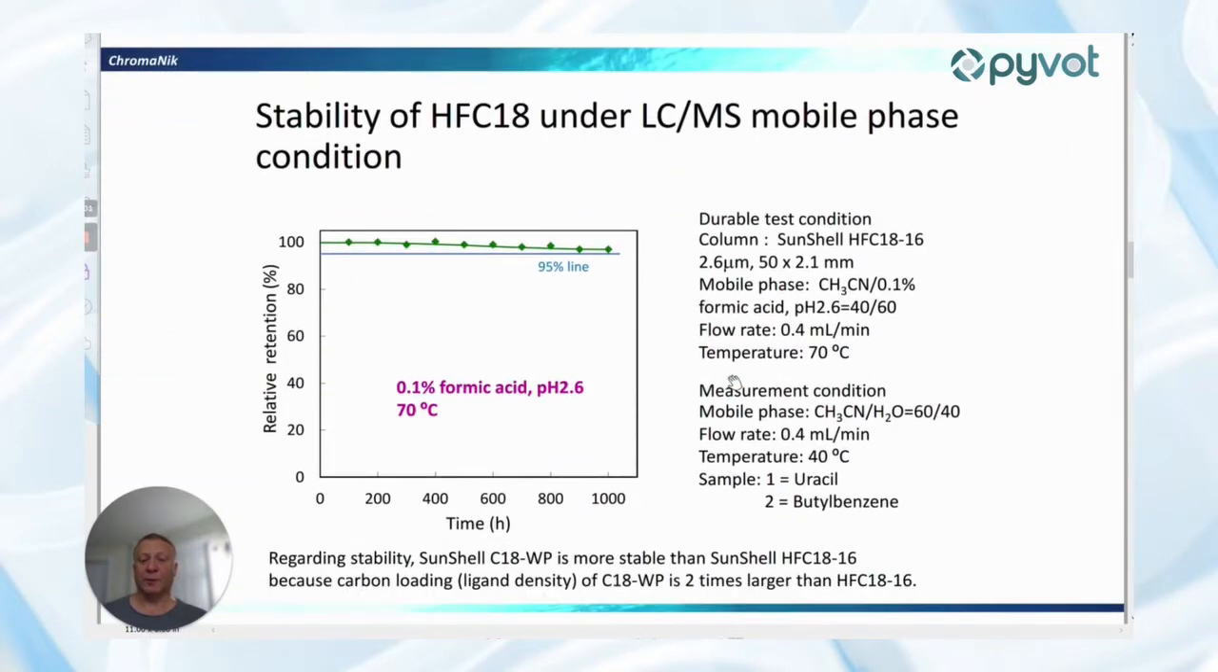For example, the stability of HFC-18 under LCMS mobile phase condition is something like this. We are using 0.1% formic acid, the pH of 2.6, 70 degrees Celsius. If you look at the time of 1,000 hours, this is really stable, and we're using a 2.1 millimeter ID, 50 millimeter length column. You can see that the relative retention percentage is above the 95% line as well.